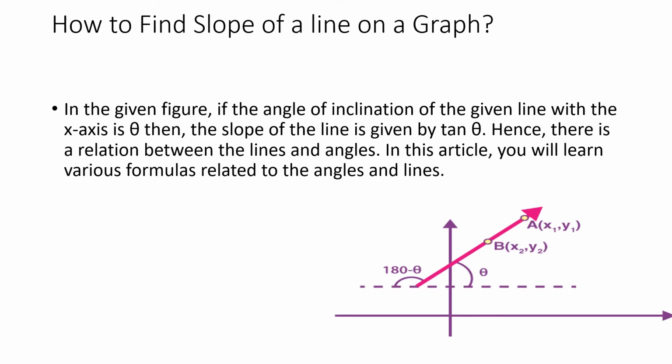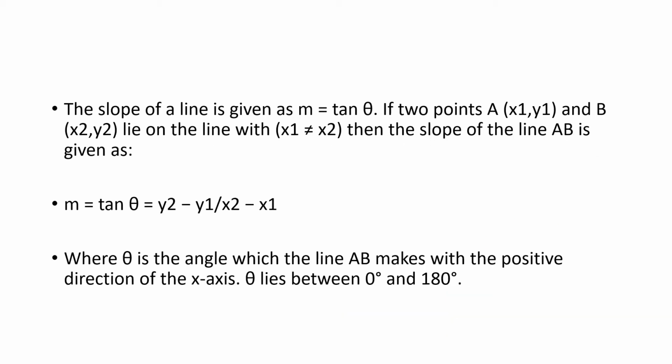In this graph, you can see that there is a line and you can see how you can find the slope. Here the angle of inclination is considered to be theta and the slope of the line is given as tan theta. Here there is a relationship between lines and angles. So in this video we will be discussing the formulas related to lines and angles as well. We have already seen that m is equal to slope. Here in this case it is tan theta.